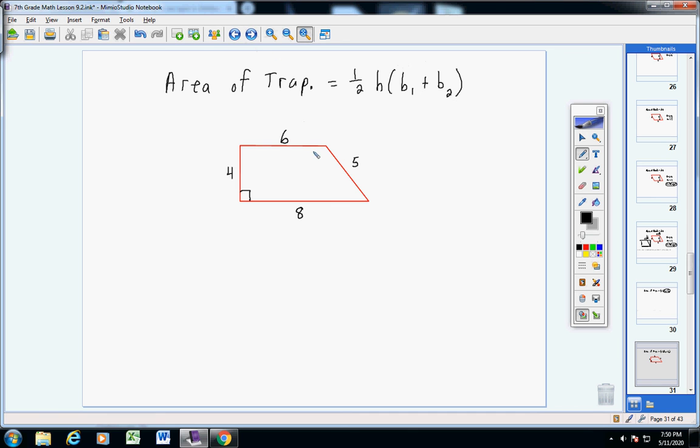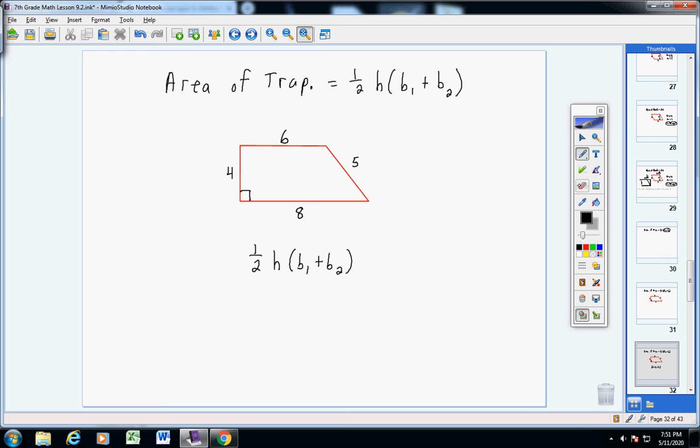Alright, so please copy this trapezoid in your notes, and let's find the area of this trapezoid. Okay, so here we go. First of all, if I'm going too fast, guys, you know what to do. Just pause the video and then restart it once you're caught up. Okay, so guys, here's our formula.